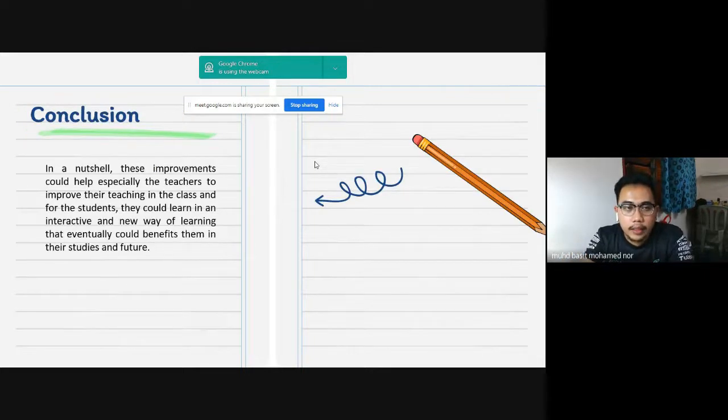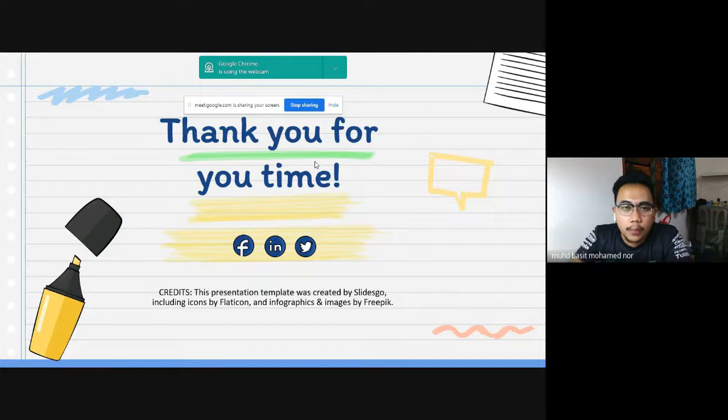And then in conclusion, in a nutshell, this improvement could help especially the teachers to improve their teaching in the class. And for the students, they could learn in an interactive and new way of learning that eventually could benefit them in their studies and the future. I think that's all from me. Thank you for your time.